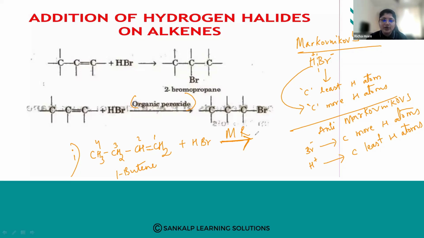If there is nothing on the arrow, if no reagent is written there, then it will follow Markovnikov rule. Then what will be the product? CH3, CH2, CHBr and CH3. So this is the major product.